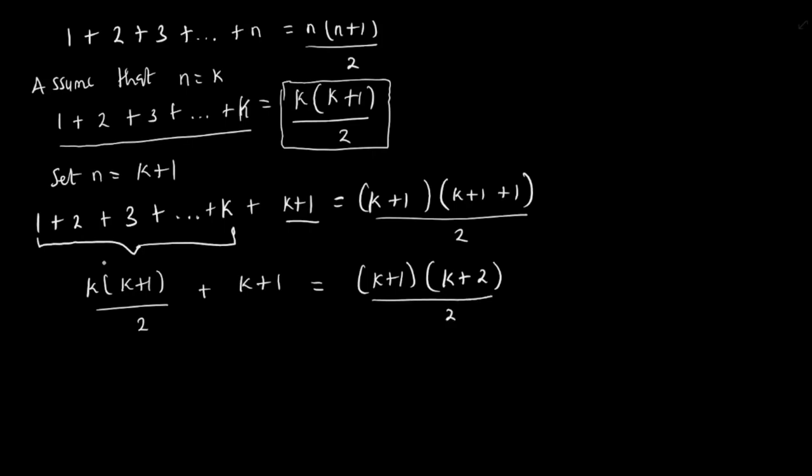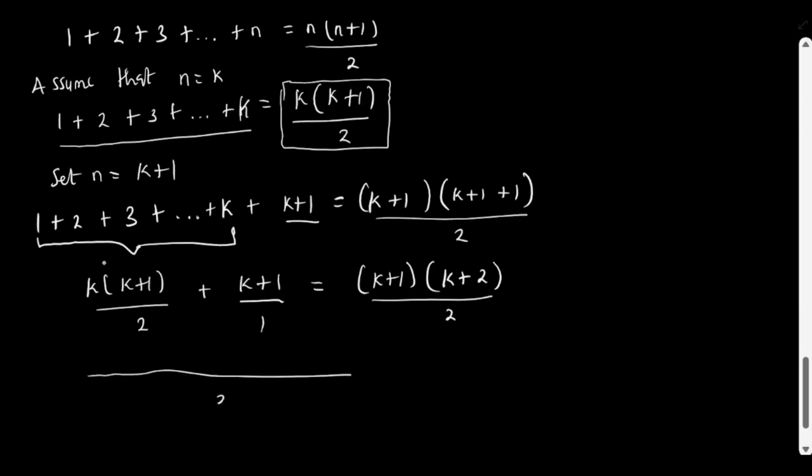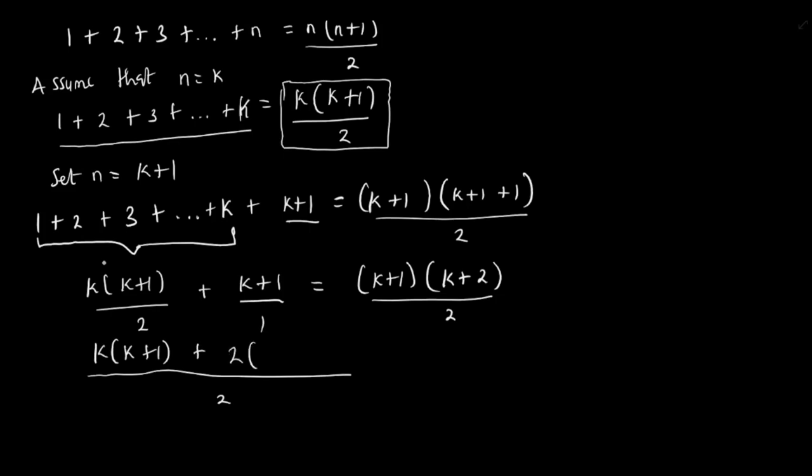over 2. So what we need to do now is prove that the left hand side equals the right hand side. How do we go from here? From here, you can take the LCM at the left hand side. The LCM is 2. Then we have k(k+1) plus 2 multiplied by (k+1), which equals (k+1)(k+2) over 2.